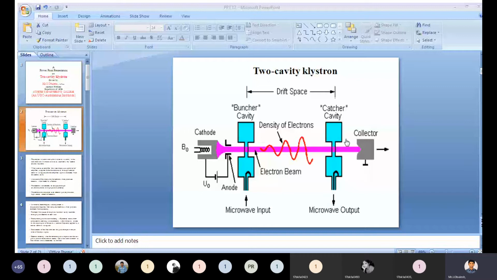Then the electrons pass through a second cavity called the catcher cavity, through a similar pair of grids on each side of the cavity. The function of this catcher cavity is to absorb the energy from the electron beam. The bunches of electrons passing through excite a standing wave in the cavity which has the same resonant frequency as the buncher cavity.